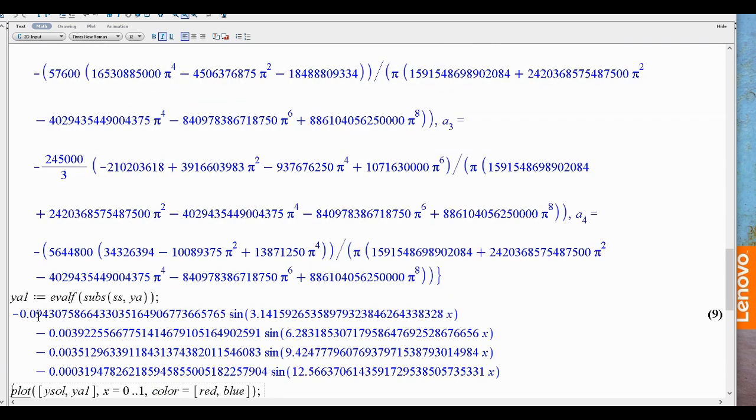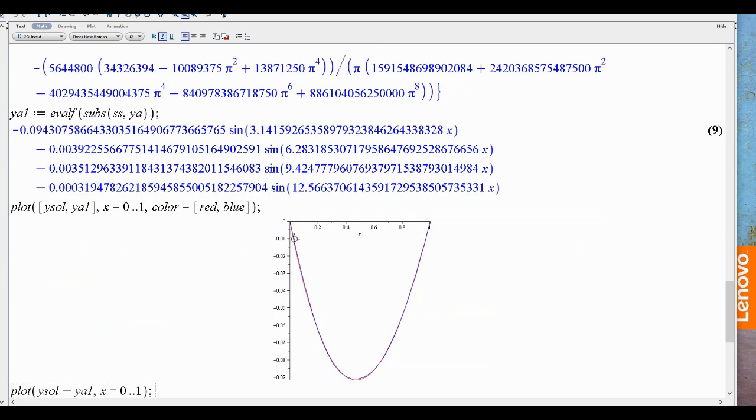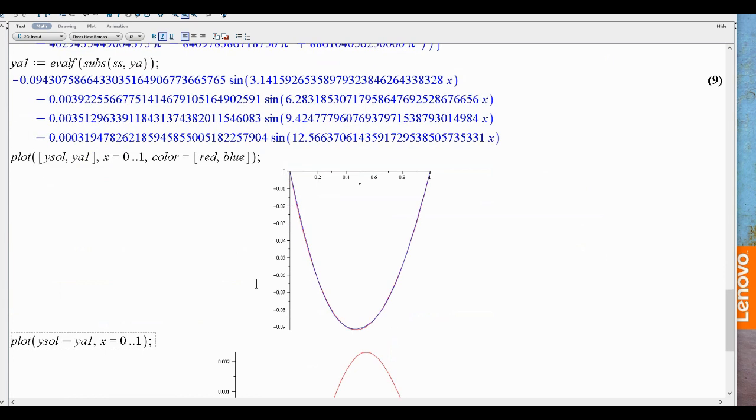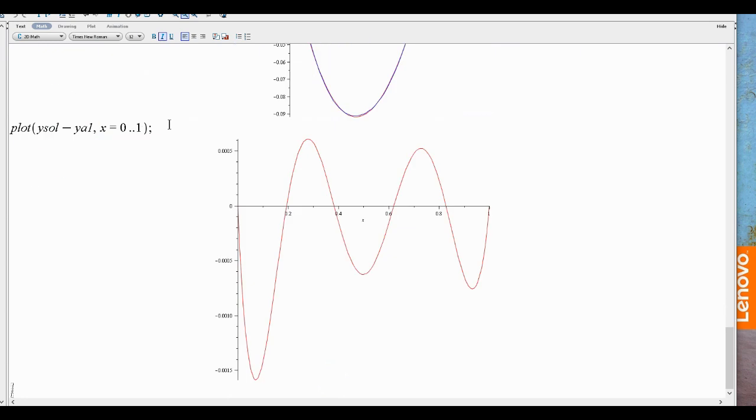And you will see 0.09, 0.004, 0.0035, 0.0003, right? So they're going down. And then when I plot it, you will see that visually it is difficult to tell the two solutions apart. And when I plot this error, remember it was 0.006, but now it should be smaller, and it is 0.0015.